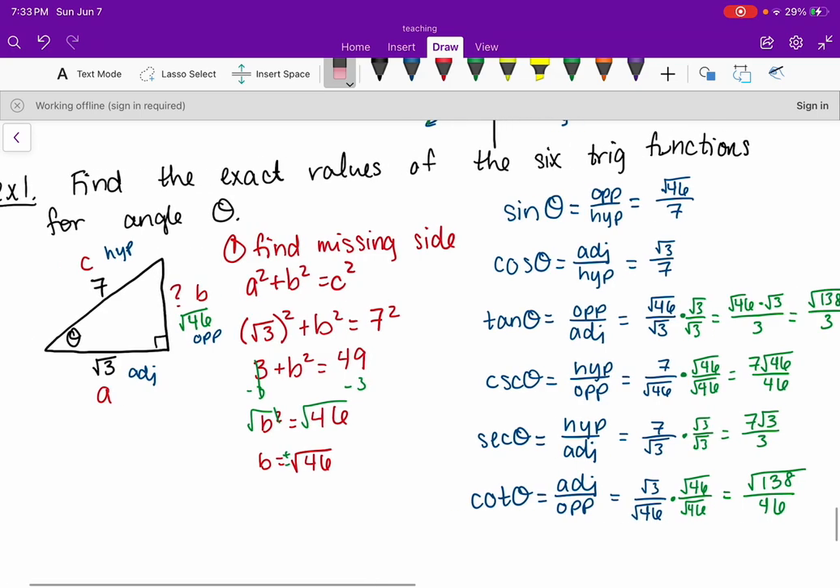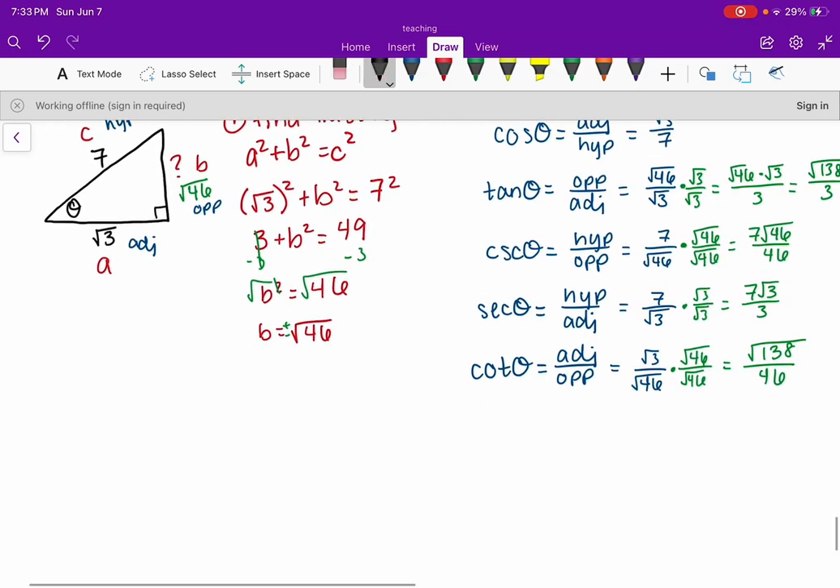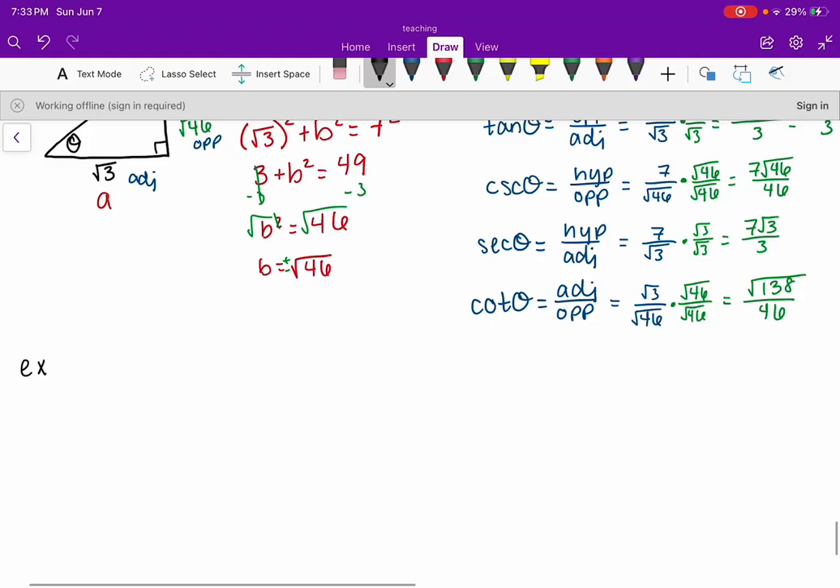Okay, let's go ahead and go on to our next problem. Our next one says, if cosine of theta is equal to square root 13 over 4, find cotangent theta.